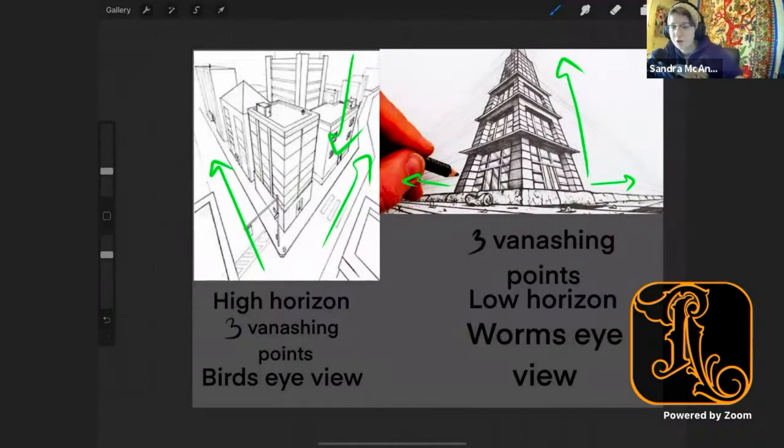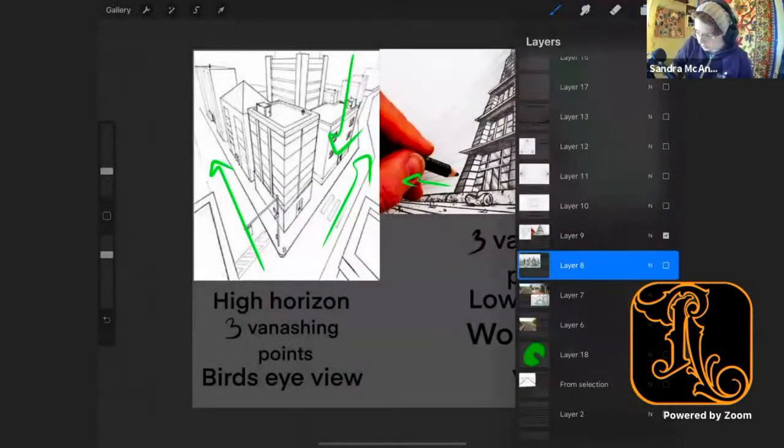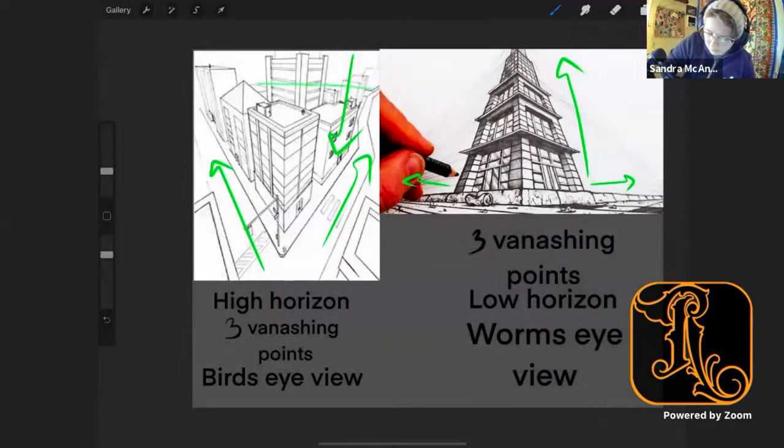When they say bird's eye view, it's looking above something, which means that your horizon line is all the way the heck up here. Of course, I'm on the wrong layer. All the way the heck up here. Because you see where your points are ending? It's where all the lines converge. So that's where your horizon line is. So you see how, depending on your height and where you're looking, that horizon line is going to change.